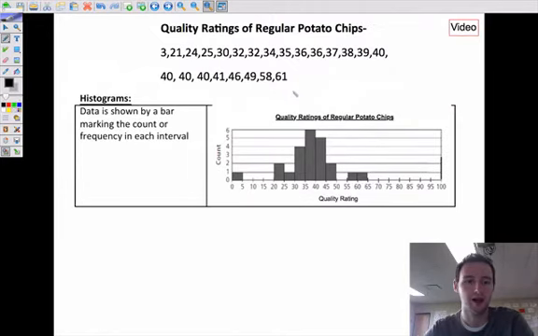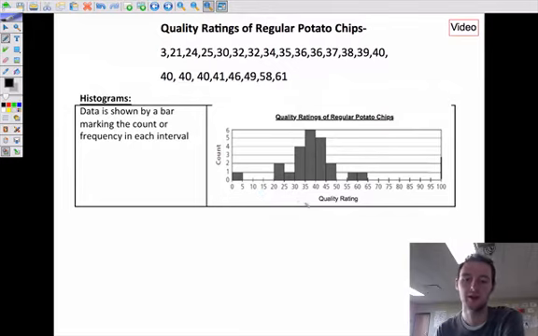Histograms are not the same as a bar graph, and I'll go over that difference in just a minute. But sort of similar to a dot plot, data is shown by a bar instead of dots. Now it's shown by a bar, marking the count or frequency for each interval.